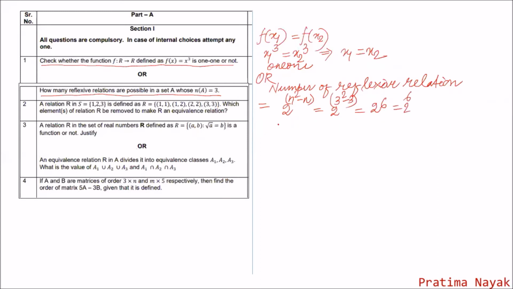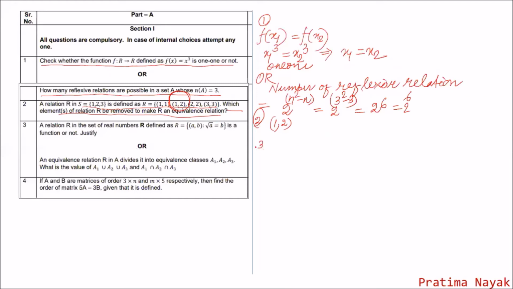This is question number 1. Question number 2: a relation on the set {1, 2, 3} is defined as R equal to {(1,1), (1,2), (2,2), (3,3)}. Which element will be removed from it to make it an equivalence relation? This is very simple. You have to remove (1,2) because for (1,2) there is no (2,1), so it cannot be symmetric when (2,1) is not there. Otherwise it will be an equivalence relation.